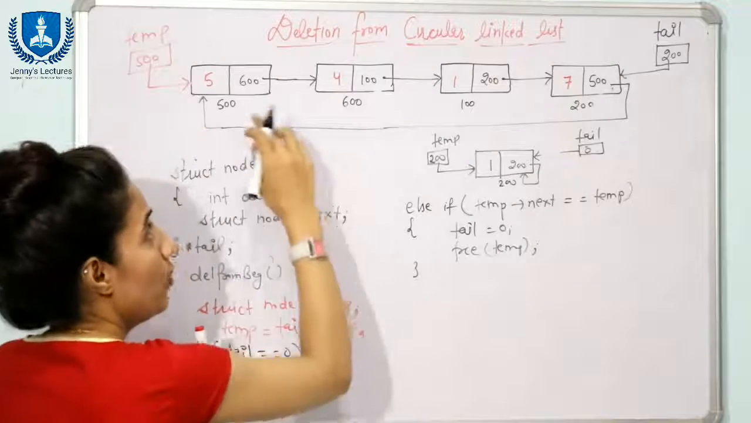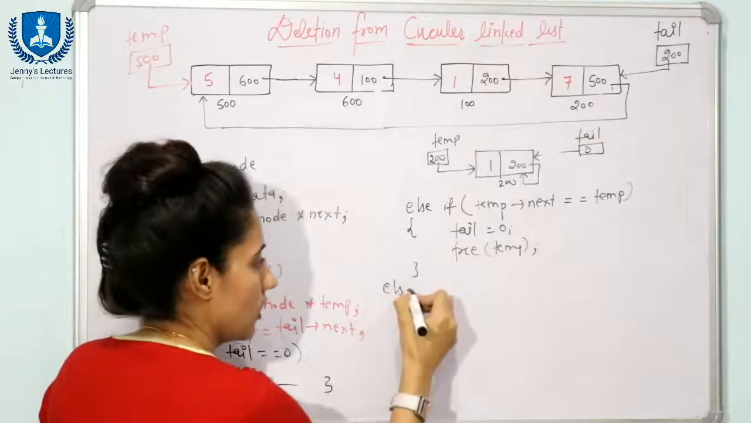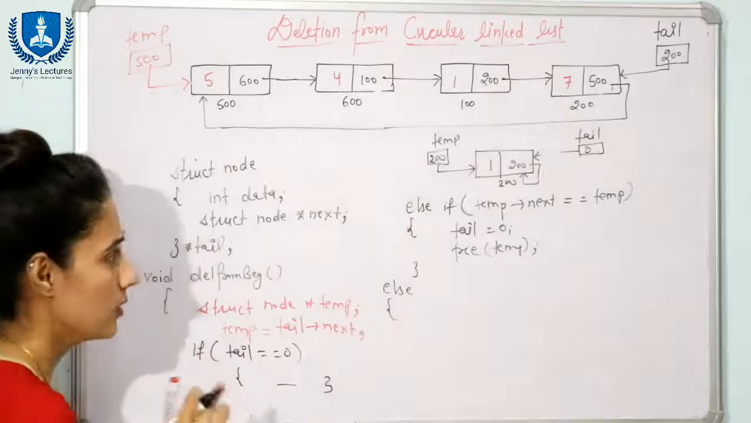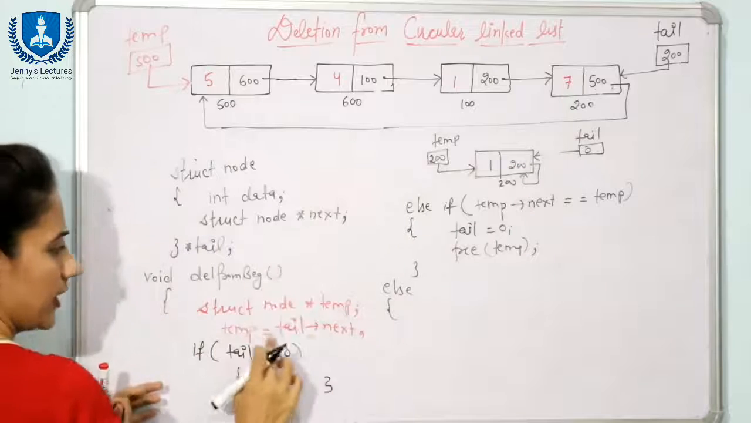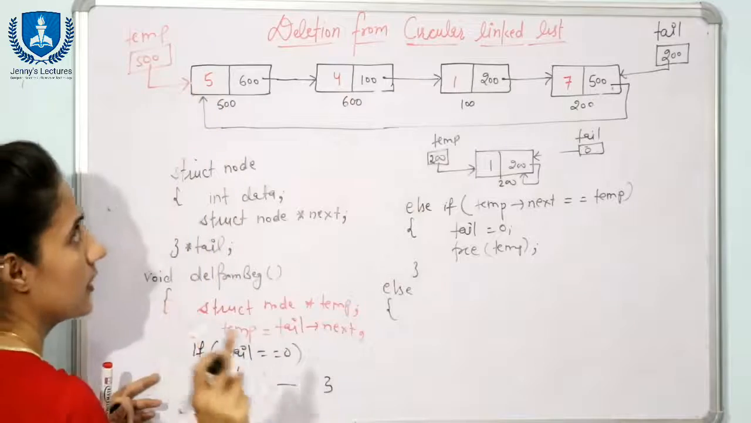Else, now we have more than one node in the list. In that case, what will you do? Now the situation is something like this. Suppose we have 4 nodes in the list, right? And we have already said temp is equal to tail next. So in this case, temp is pointing to this node, that is 500 is there in the temp.